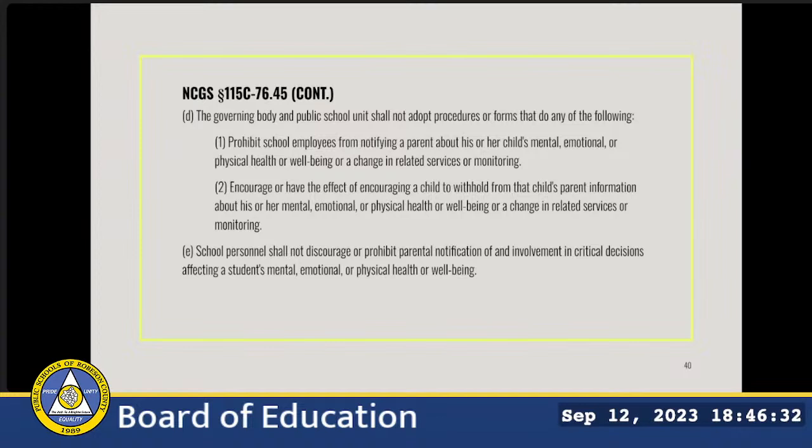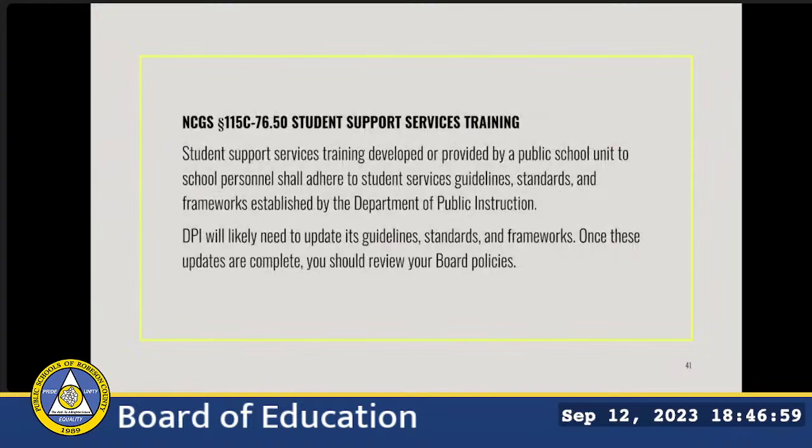And then school personnel shall not discourage or prohibit parent notification of and involvement in critical decisions affecting mental, emotional, or physical health or well-being. So it's basically saying that all belongs in the province of the parents. Anything dealing with a child's physical, mental, emotional health or well-being belongs in the province of the parents, and school folks are not supposed to keep that information from them and are supposed to make sure that they're aware of that information and facilitate any discussions.